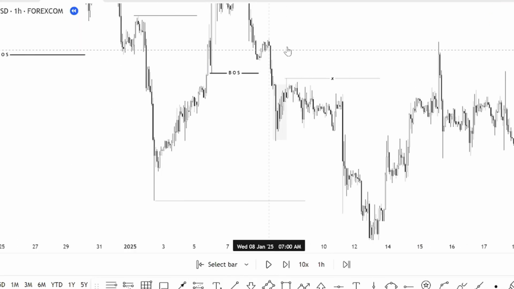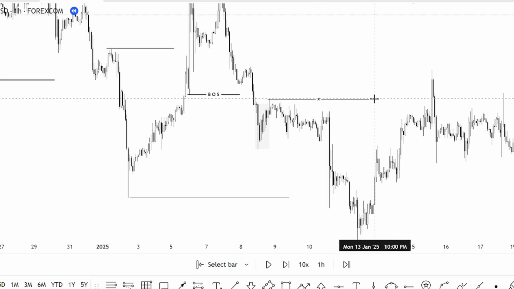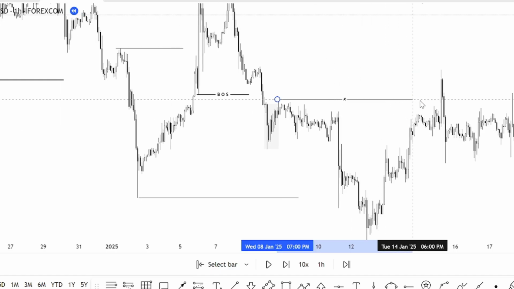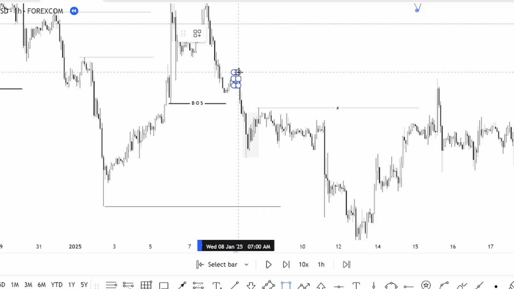If you are taking this on the higher time frame, it is something you have to be patient about. Now immediately this happened, what happened? Look at that. Immediately the inducement got taken. Price came and reacted from this order block.